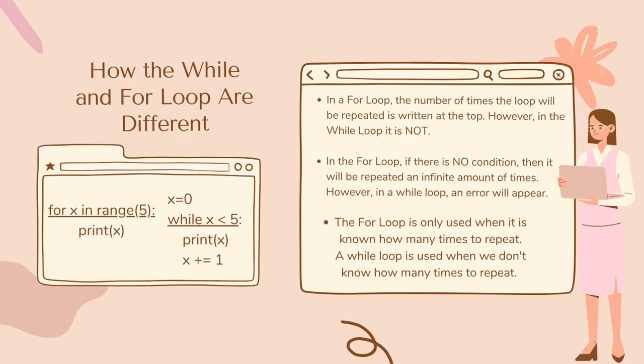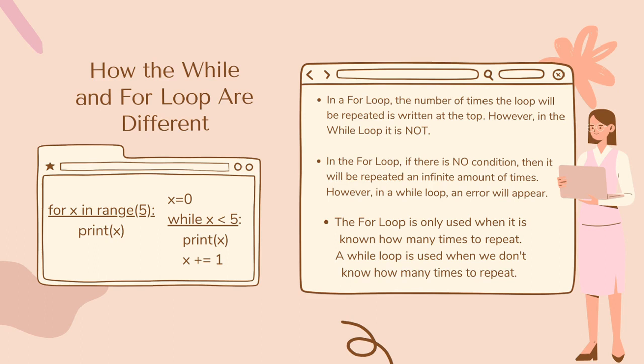How the while and for loops are different. First of all, in a for loop, the number of times the loop will be repeated is written at the top. However, in the while loop, it is not. On the other side of the screen, it says, for x in range 5, print x. You can see that the number of times this loop will be repeating is 5 times.